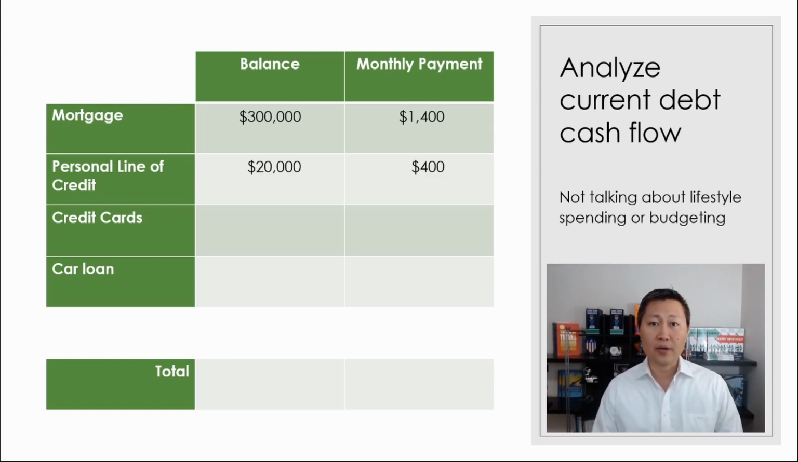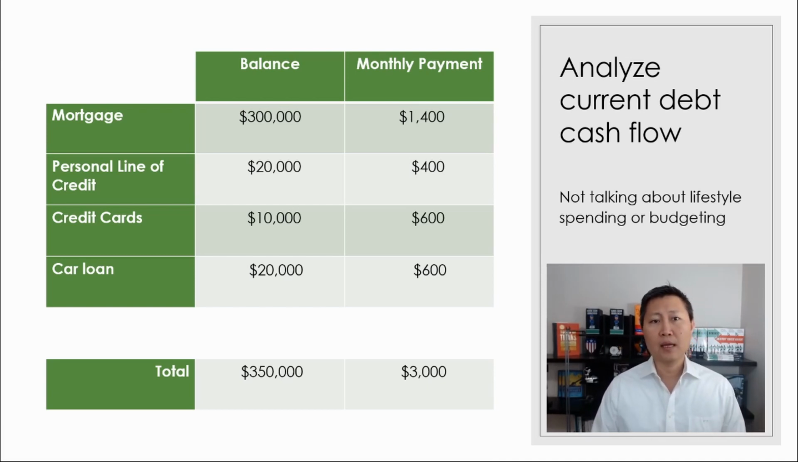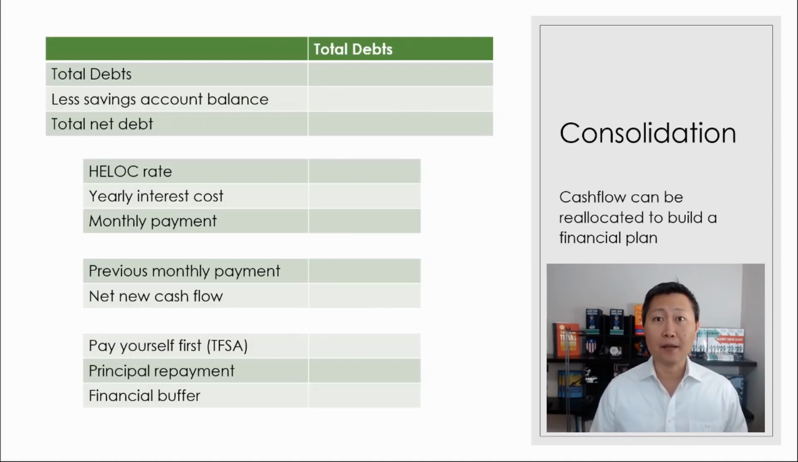Next is a personal line of credit. Let's say they've got $20,000 on that, and they're making $400 a month payments on it. Credit cards, they have a balance of $10,000, and they're only paying about $600 a month on that. And they have another car loan for $20,000 with a $600 payment. So in total, they've got about $350,000 in debt, and they're paying $3,000 a month to service that debt. Okay, so that's their current state and where they're at today.